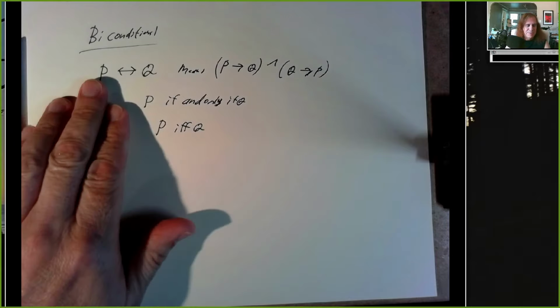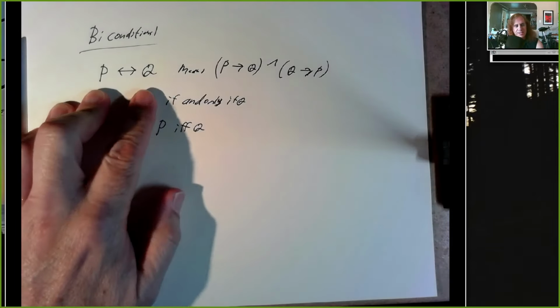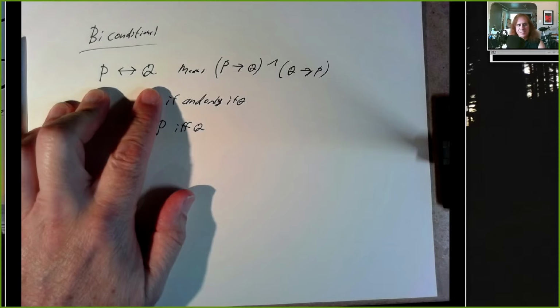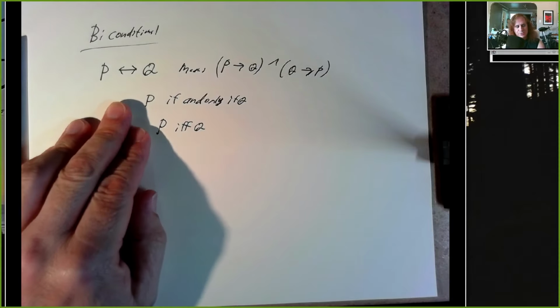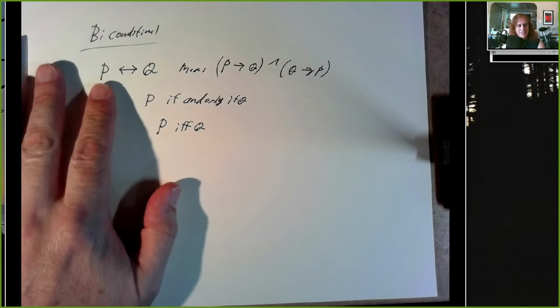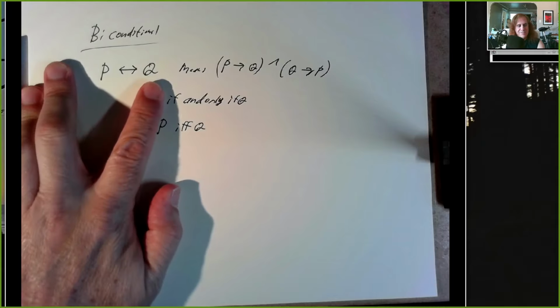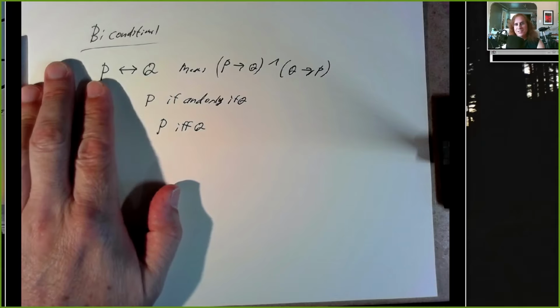So P could be the proposition today is Monday, Wednesday, or Friday. Q could be the proposition we are in class, or we have class today, right? So if it's Monday, Wednesday, or Friday, we have class. If we have class, it's Monday, Wednesday, or Friday. That's an if and only if.